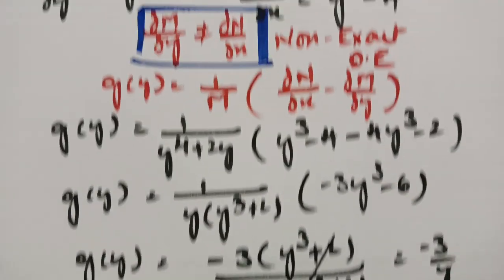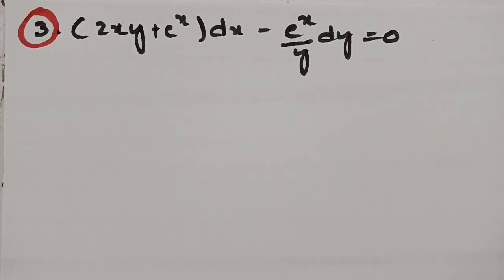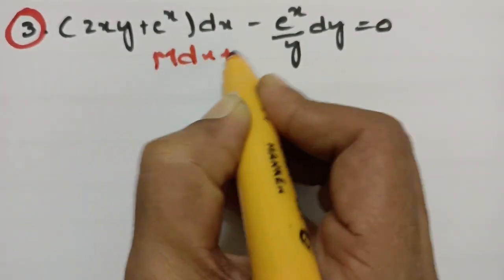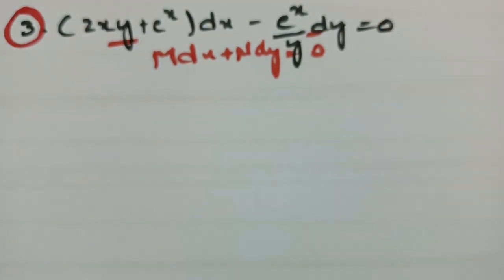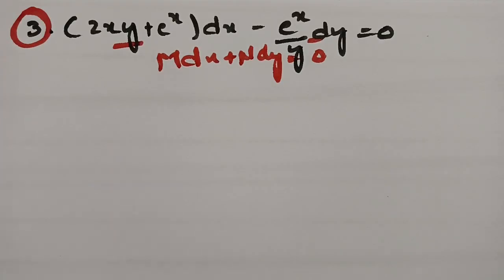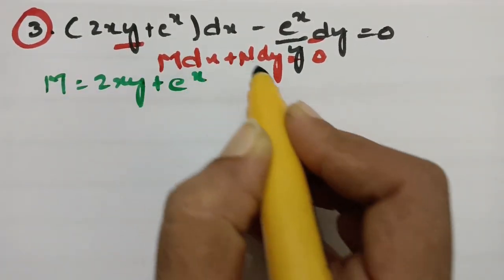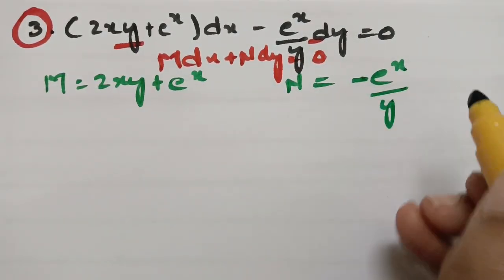And the next question here is also very simple, very easy to solve, and definitely you can solve it. What do we have to do? If the question is of the type m dx plus n dy is equal to 0, we have to select m and n. What is the m value here? m is very clear as 2xy plus e power x. And what is our n value? This is minus e power x by y.